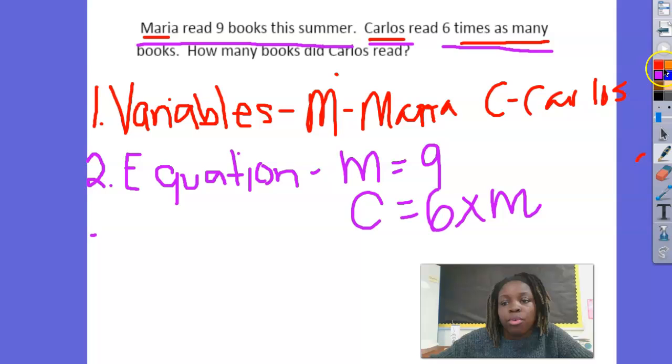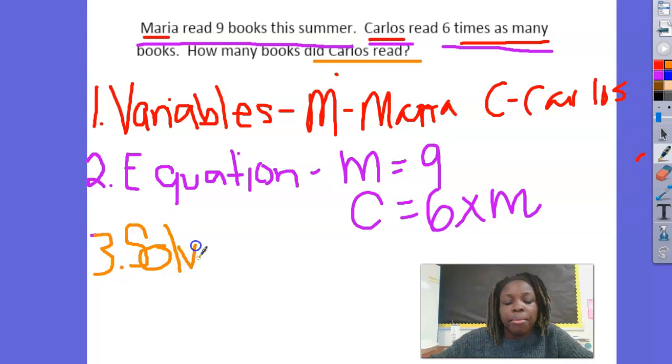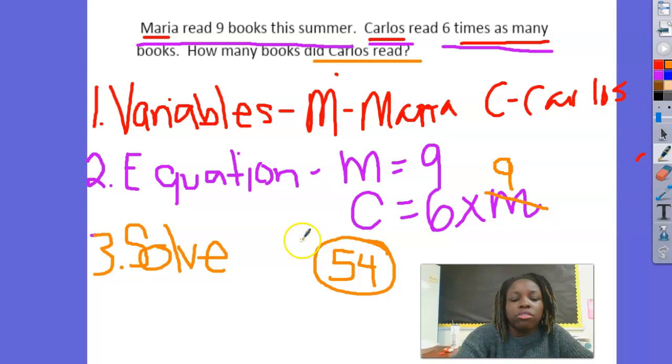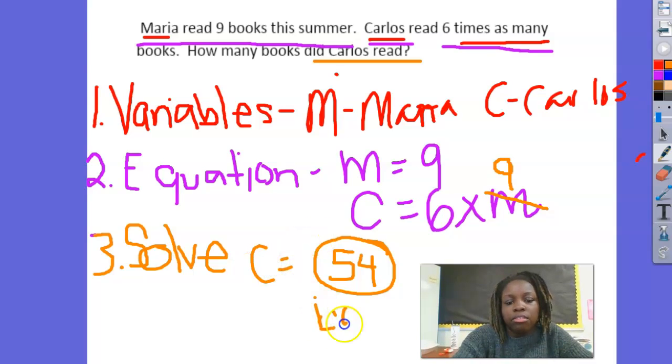Now I need to solve it. So the question says, how many books did Carlos read? So I'm going to solve this problem now. So in order to solve this problem, I have to plug in for M. I got to figure out what does M equal. M equals 9. So this is C, this is M. So I'm going to cross out M and I'm going to plug in a 9 here. So now C equals 6 times 9. I can multiply 6 times 9, right? So what is 6 times 9? Great, 54. So that means Carlos read 54 books.